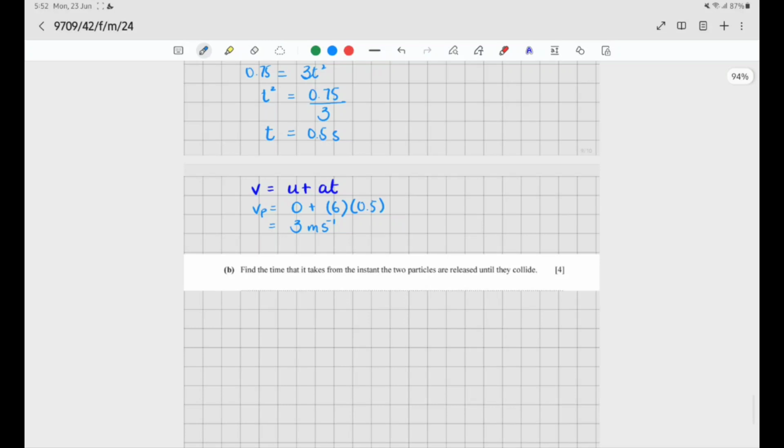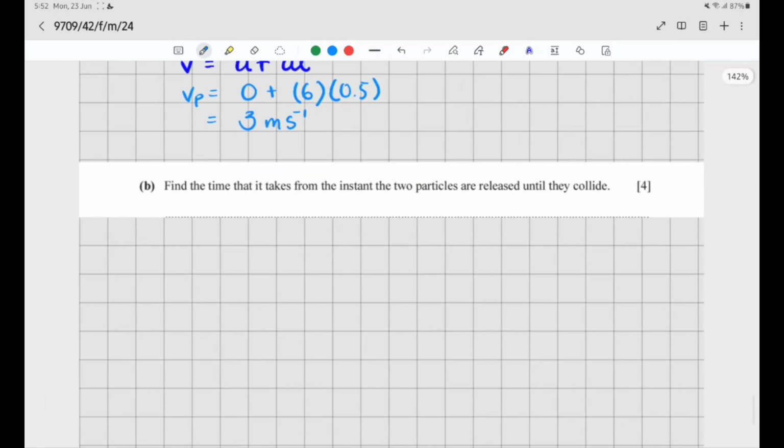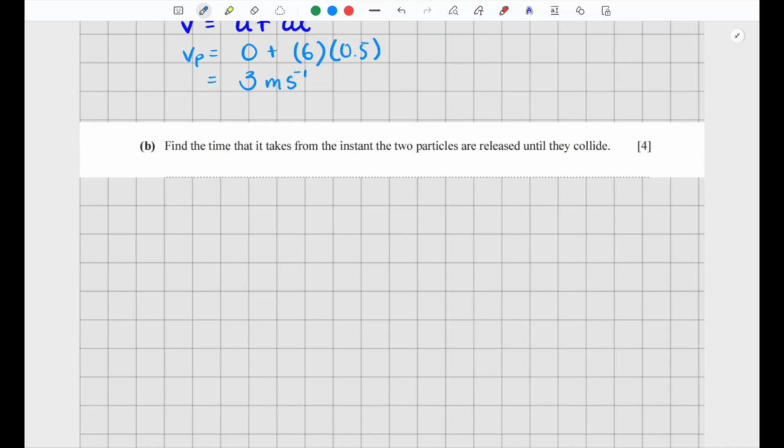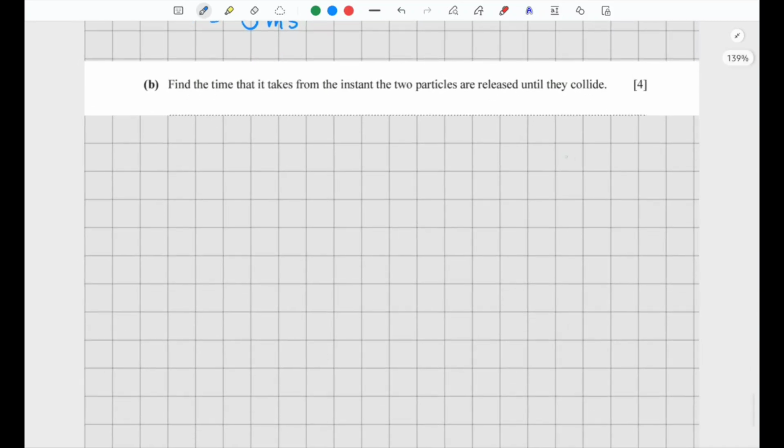Now let's do part B. Now find the time it takes from the instant the two particles are released until they collide. So if we understand the scenario, this was particle P, this was particle Q, this was released from rest, and this was also released from rest. So at some point here, if the velocity of this is more than this velocity, then they are going to collide at some point. So we need to find that point, the instant at which they collided.